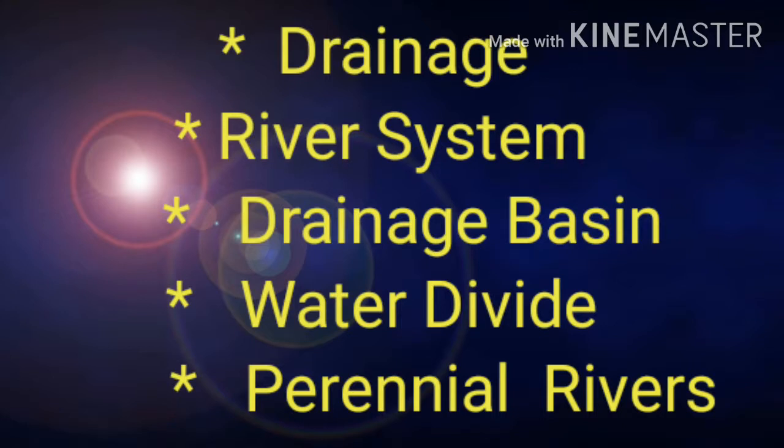Let us discuss drainage basin. Students, a drainage basin means the area drained by a single river system. When a river is flowing through a particular area, the area where it is draining and continuously flowing is known as the drainage of the river. When a river is flowing through a particular region, we call it a river basin, or also a drainage basin.